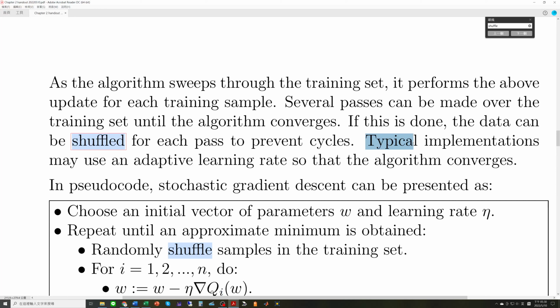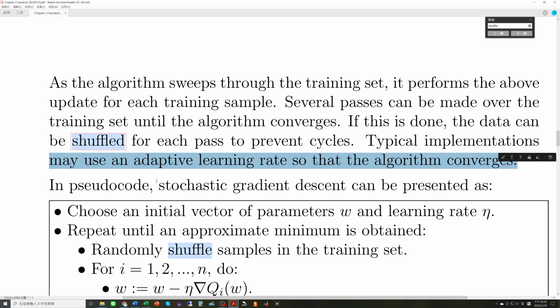Typical implementations may use an adaptive learning rate so that the algorithm converges. What is an adaptive learning rate? This means that the learning rate can be changed in every iteration. It is not a constant.